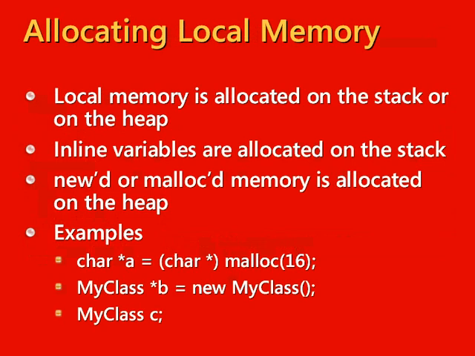So let's start off by doing a little primer on allocating local memory. The local memory we're referring to here is the local memory of the process, as opposed to global memory, which would be managed by the operating system and could be shared between processes. In our case, talking about local memory, it's allocated on the stack or on the heap.